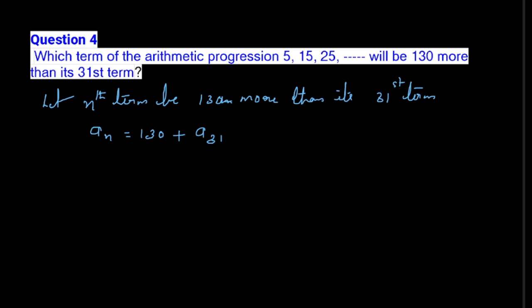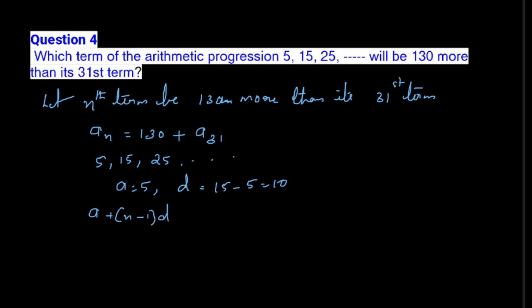The AP is given as 5, 15, 25 and so on. So A is equal to 5, and the common difference D is equal to 15 minus 5, which is 10. So A is 5 and D is 10. Now we substitute. The formula for an is A plus (n minus 1) into D.